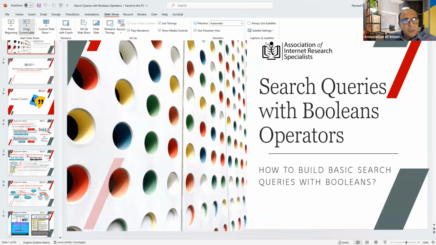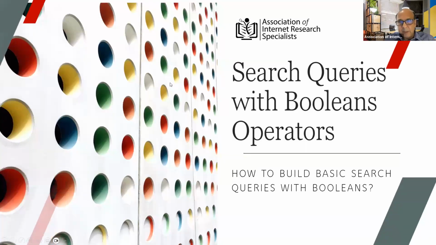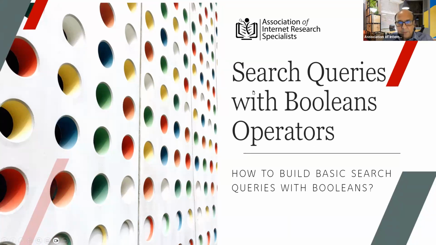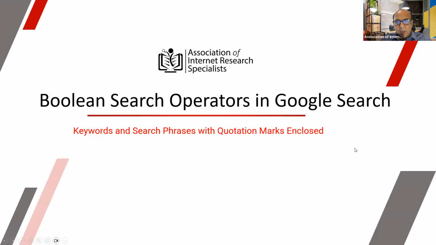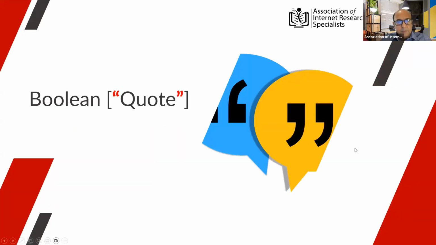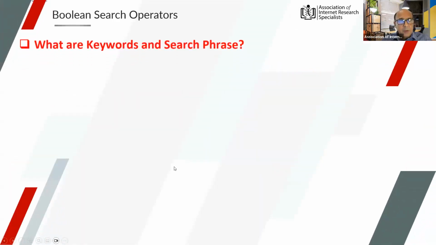I believe these slides are animated, so I'll just keep clicking and see where it takes me. So it says how to build basic search queries with Booleans. Quotes, quotation marks. What do we do with the quotation marks? What is their usefulness for us to build the search queries?